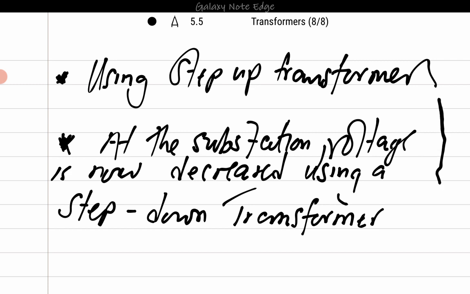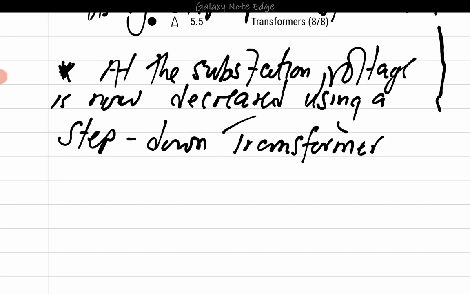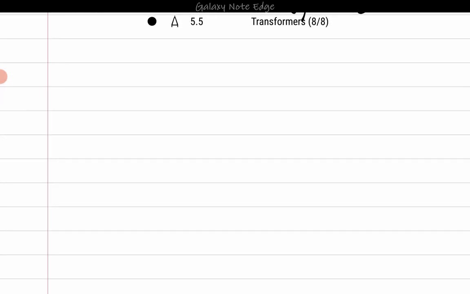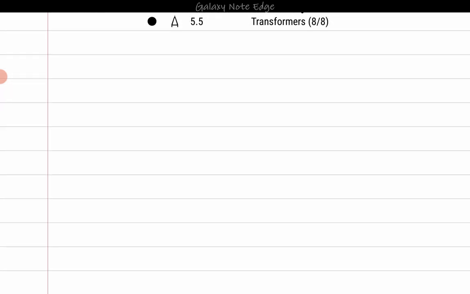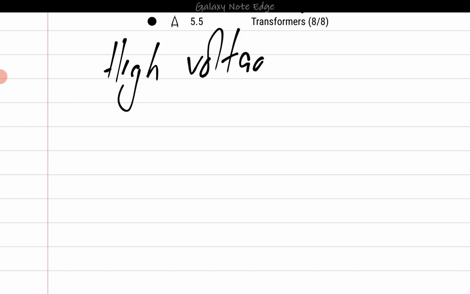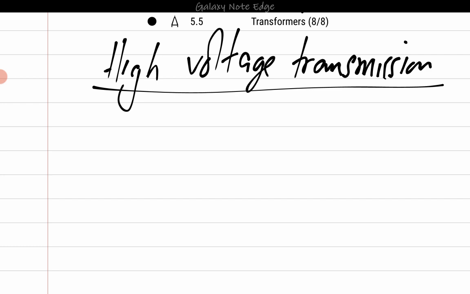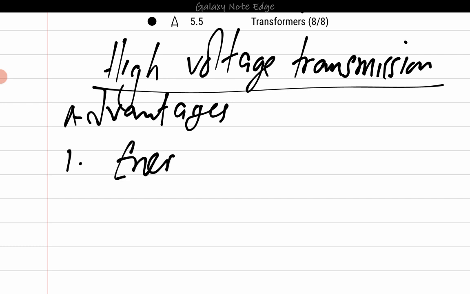Now, remember we've said that this electricity is transmitted at high voltage. So this high voltage transmission has its advantages, but it also has disadvantages. So let's look at some of the advantages. Number one, energy loss is reduced.